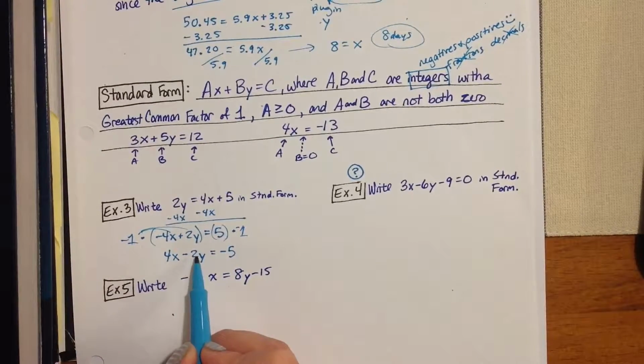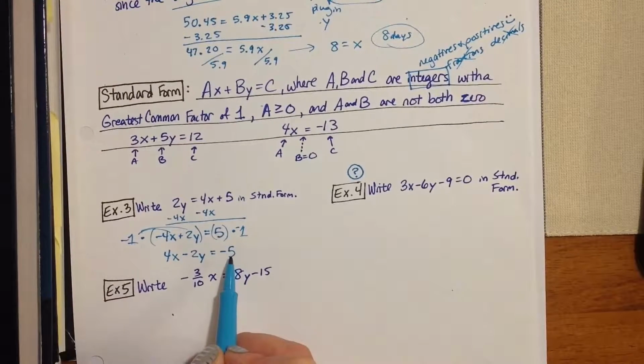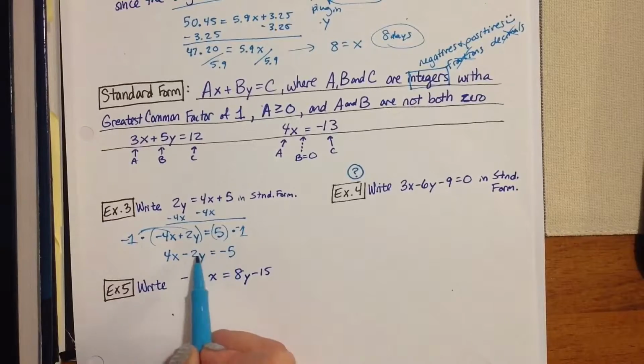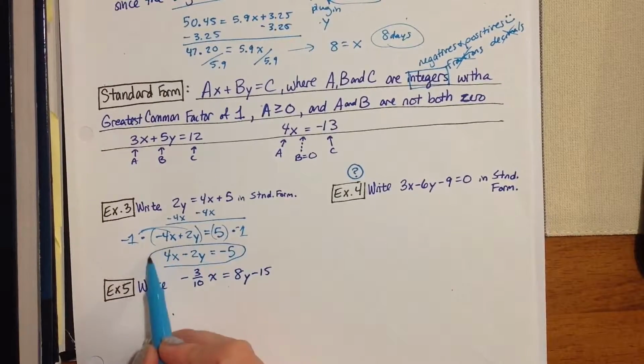Now 4 and 2 have a factor of 2 in common, but 5 doesn't. Therefore, I am done. Their greatest common factor of all three of them is 1. So I am done at this point.